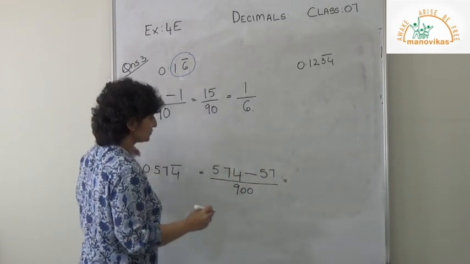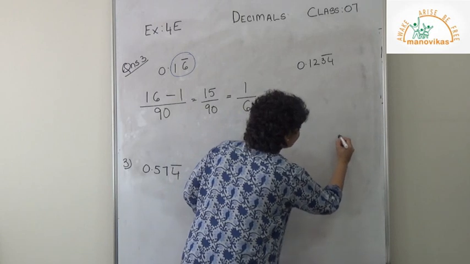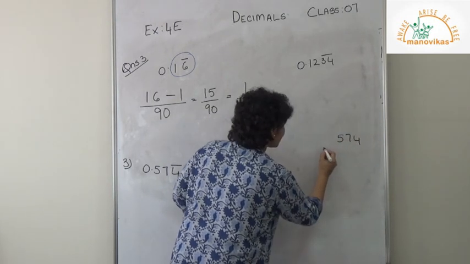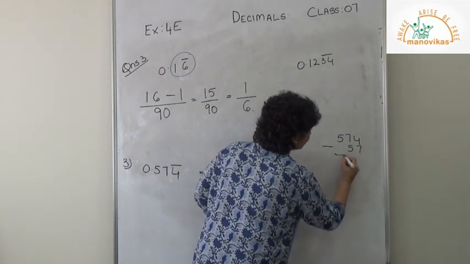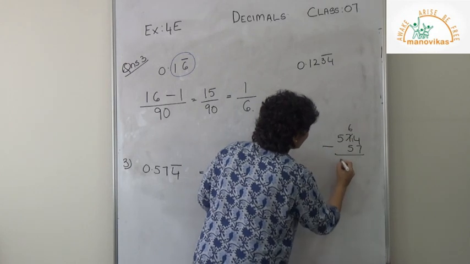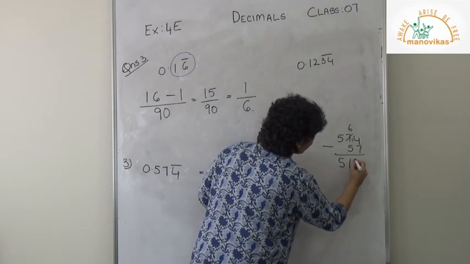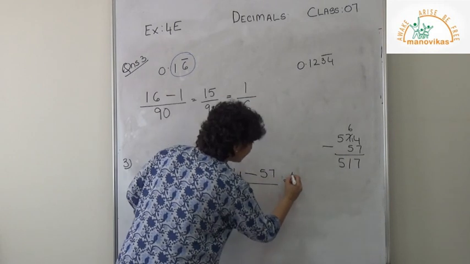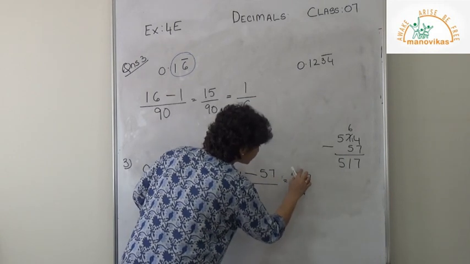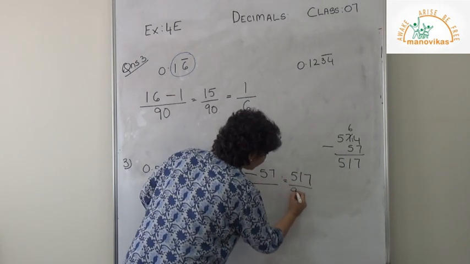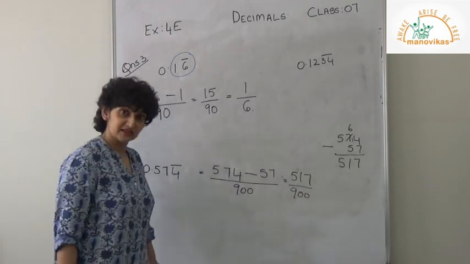So when I subtract 574 minus 57, what do I get? I get it as 517. 517 upon 900. Is it clear?